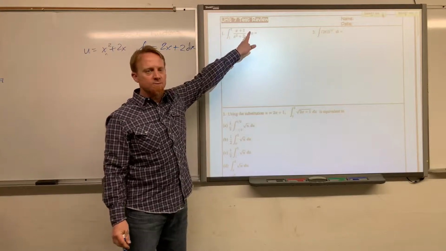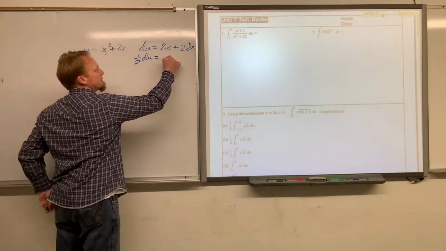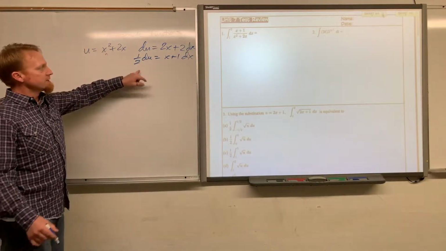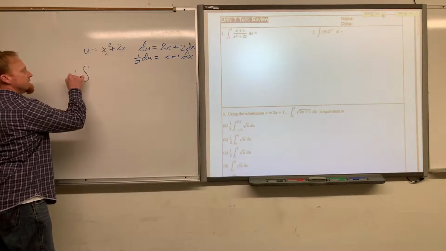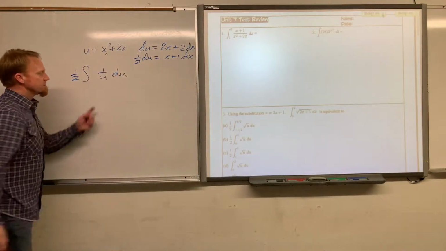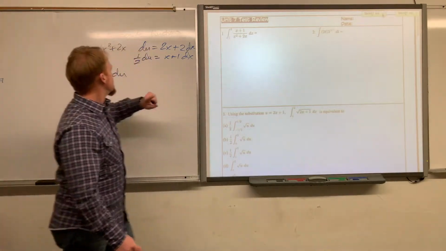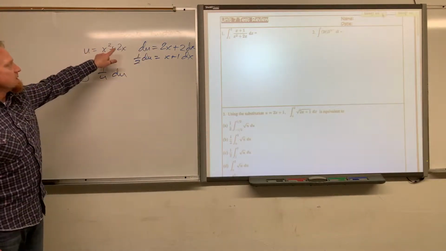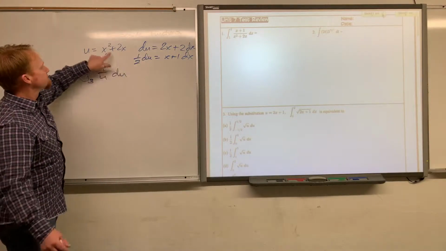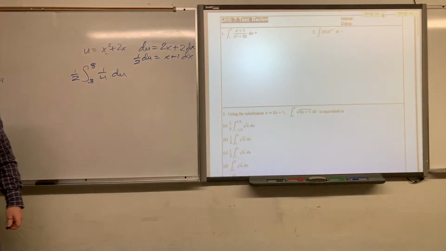I have x plus 1 in my problem, so if I divide by 2, I get the x plus 1 that I'm looking for. So that means I need to add a 1/2 out front. I'm going to have 1 over u du, and then I need to change my limits. So we're looking at 1 and 2. If I plug 1 in, that's 1 plus 2, which gives me 3. I plug 2 in, so that's 4 and that's 4, which gives me 8.